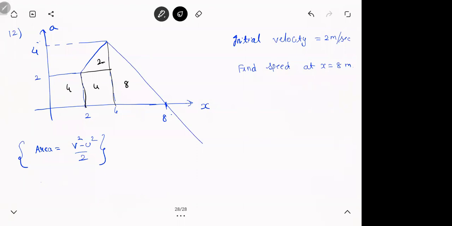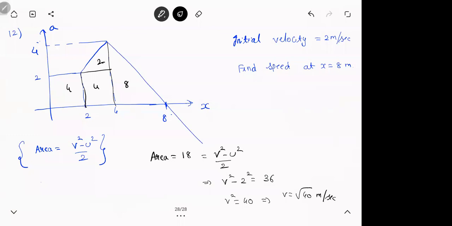It's not 24, because 18 came, look, calculate. So area is 18. What is area? V square minus u square by 2. So v square, u is 2 square, is 18 into 36. So v square is 40. So v is root 40 meters per second.